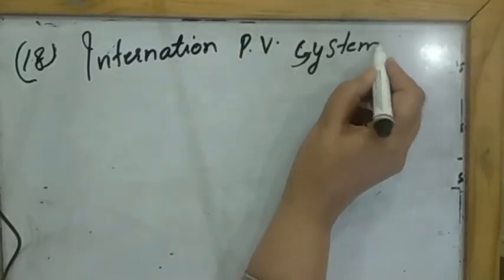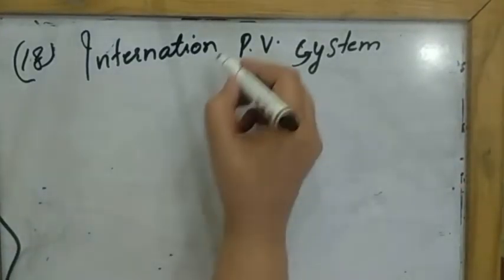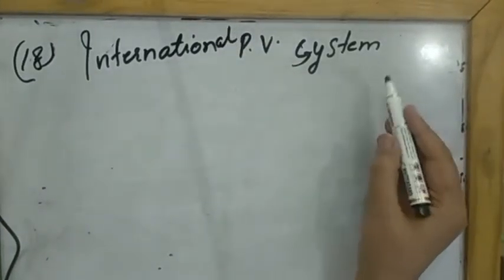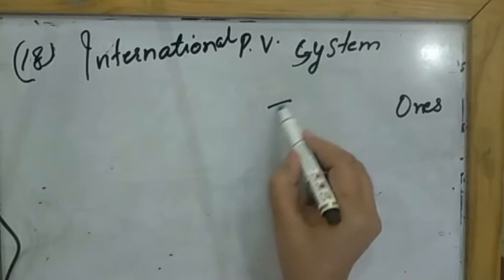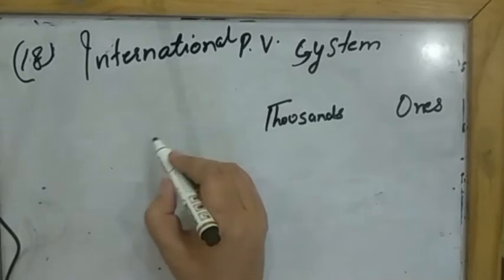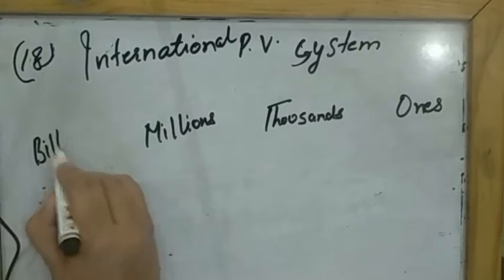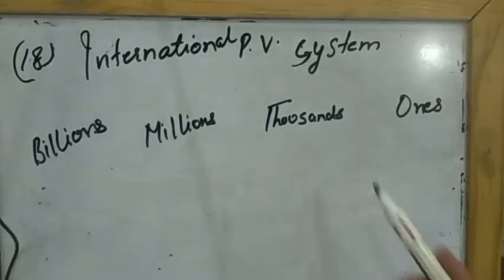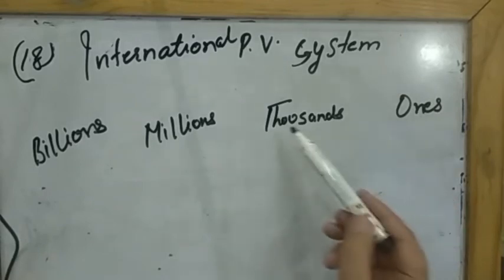5th standard. Like in the Indian place value system, in the international place value system also, we have periods. We have this system divided into periods. The first is ones, then thousands, then millions, and then billions. So these are the periods. After billions come trillions, but we will do only till billions. So these are the periods in the international system: ones, thousands, millions, billions.